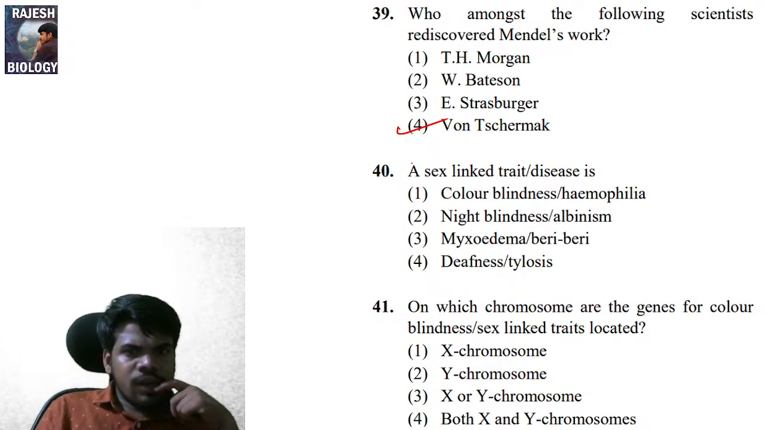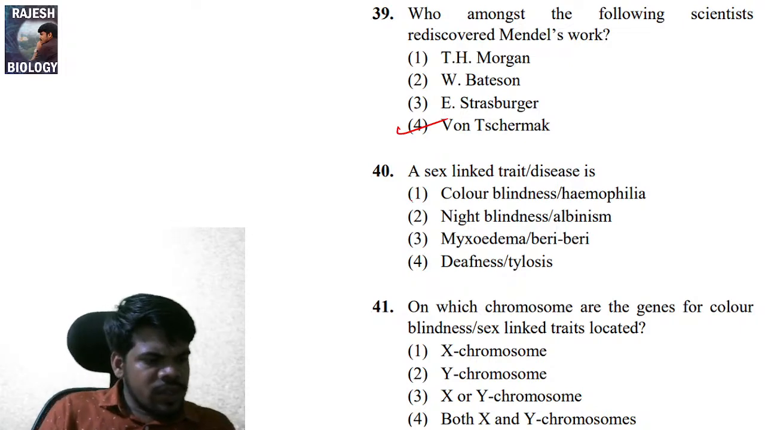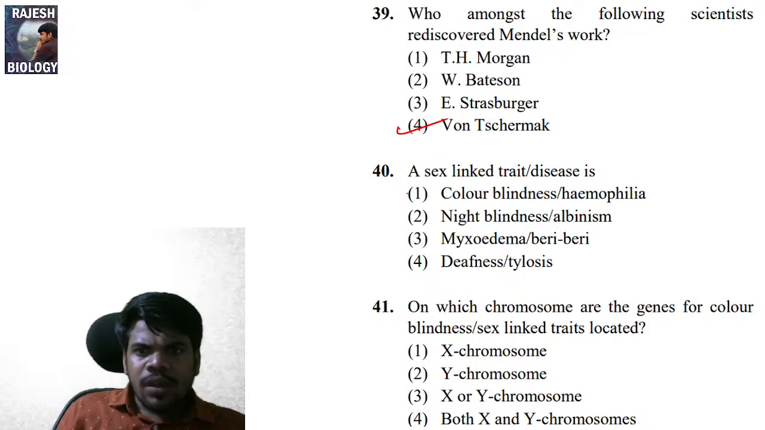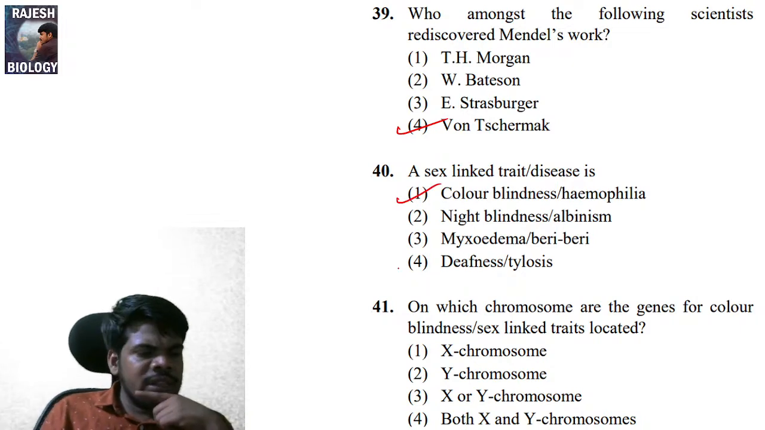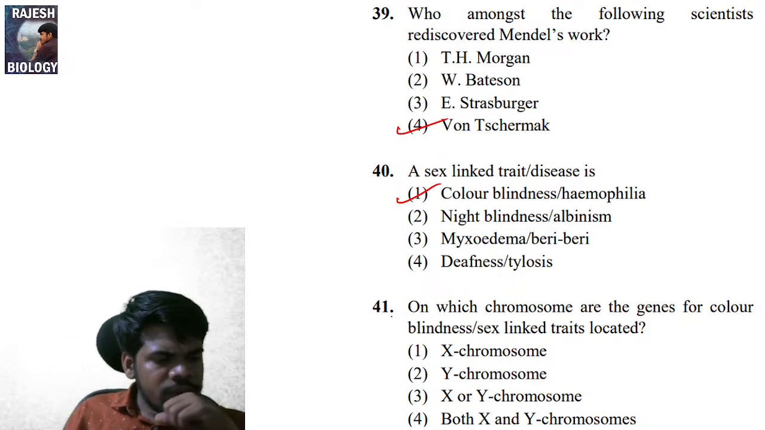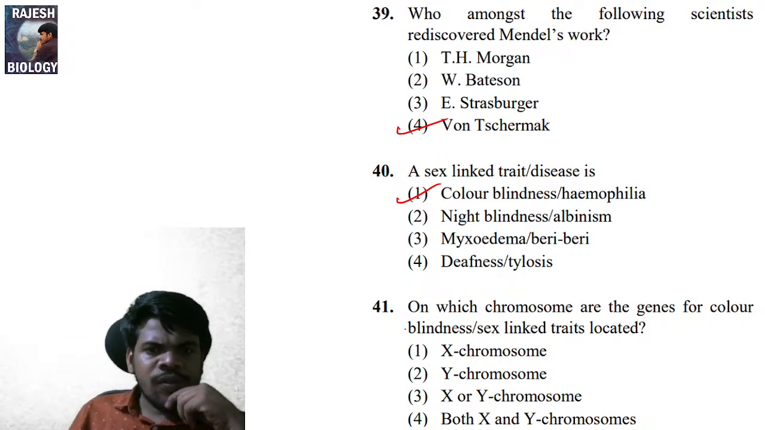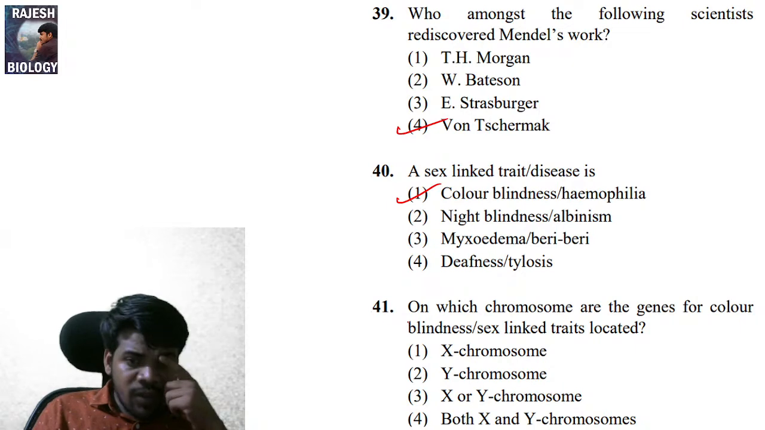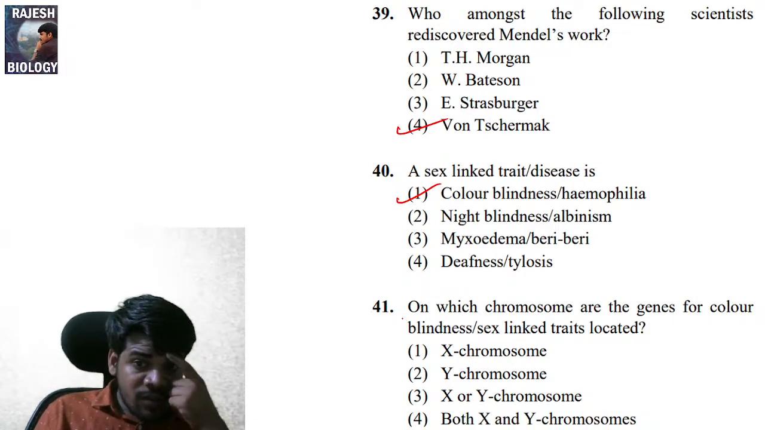40th question. A sex-linked trait disease is. Yes, correct, Jnaneshwari. Color blindness and hemophilia, these are the X-linked recessive disorders. 41st question. Yes, Chandrika, correct. On which chromosome are the genes for color blindness linked traits located?